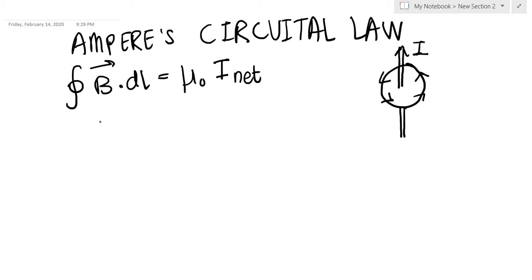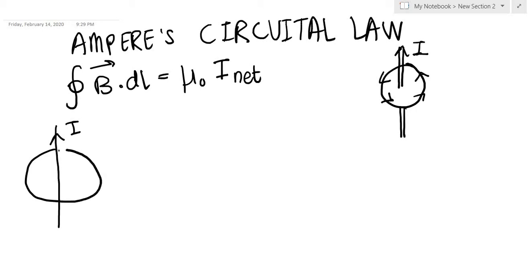Okay, so let's go ahead and do one derivation. We can also derive the infinitely long conductor, which was a special case of the Biot-Savart Law formula that we talked about last time. You can also derive that using Ampere's Circuital law. Let's go ahead and do that. Have an infinitely long conductor.